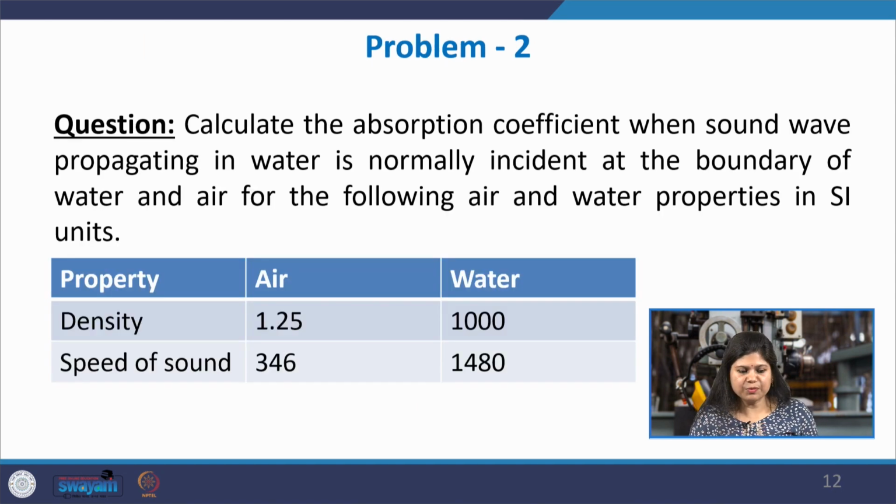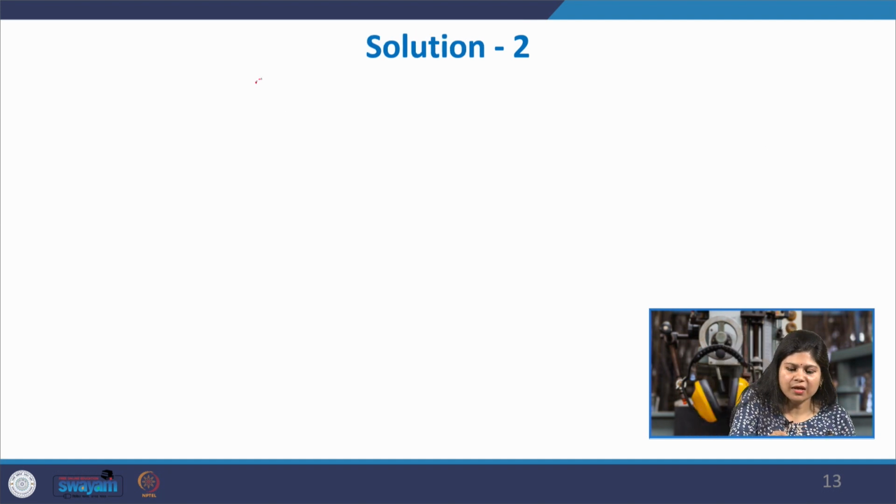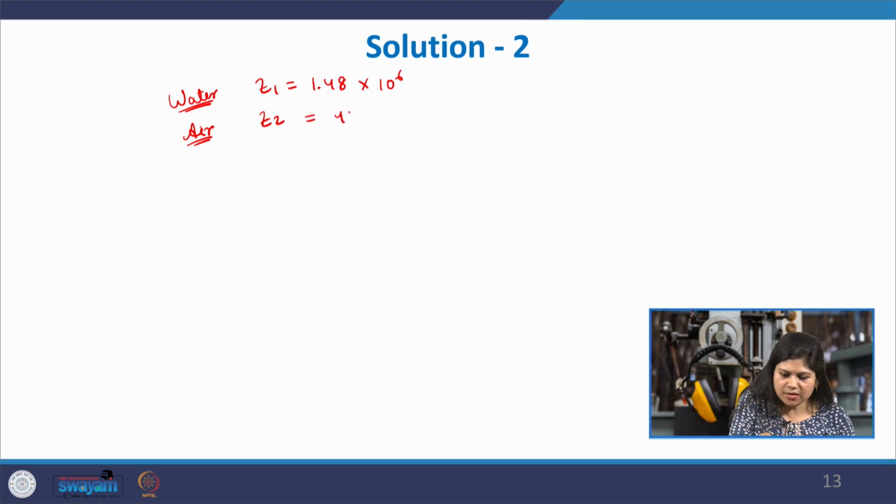Now, let us solve problem 2. The same as problem 1, in problem 1 the sound wave was propagating in air and was incident on the air water boundary, and the water had much higher impedance than air. Now, we reverse the case: it is propagating in water and then it is incident on the air. So, here Z1 is 1.48 into 10 to the power 6, because Z1 is the water as it is travelling in water, and then it has to emerge out into air. For air, it is again the same as we solved for the previous case, 432.5.